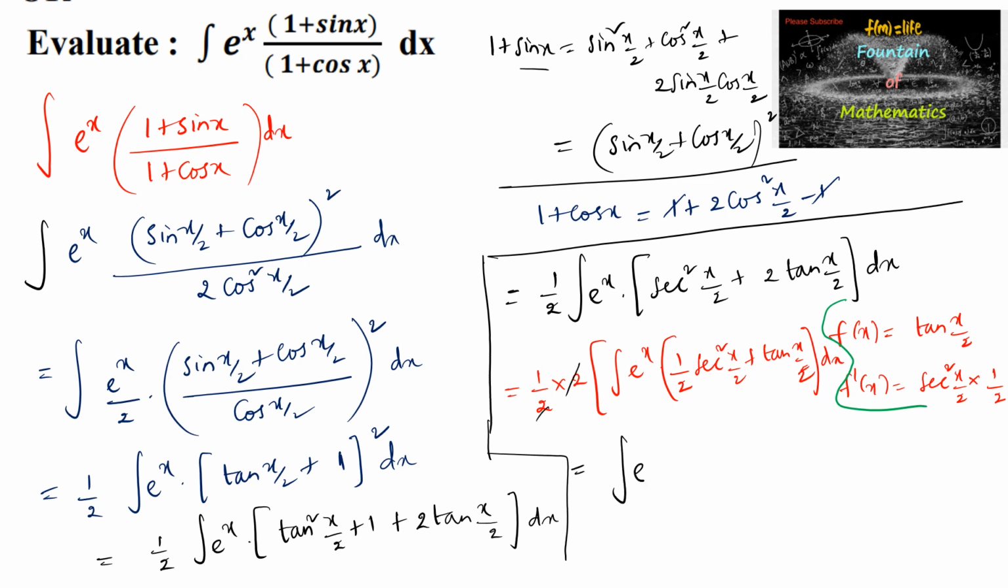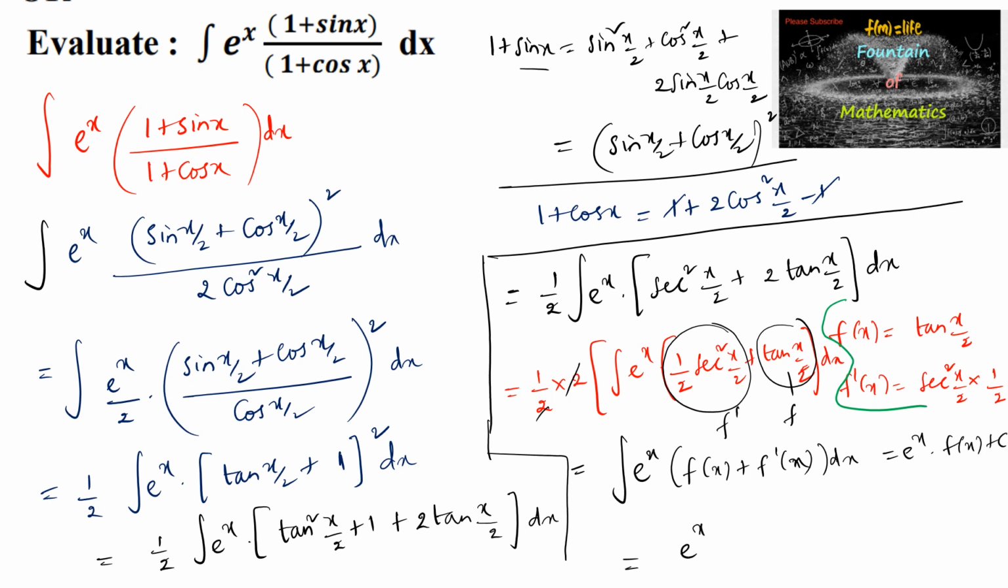So we can write e power x into tan x by 2 is your f, and this is the differentiation of f, that is f dash. Integral e power x into f of x plus f dash of x, we have the property, is equal to e power x into f of x plus integral constant c. So the answer is e power x into tan x by 2 plus integral constant c.